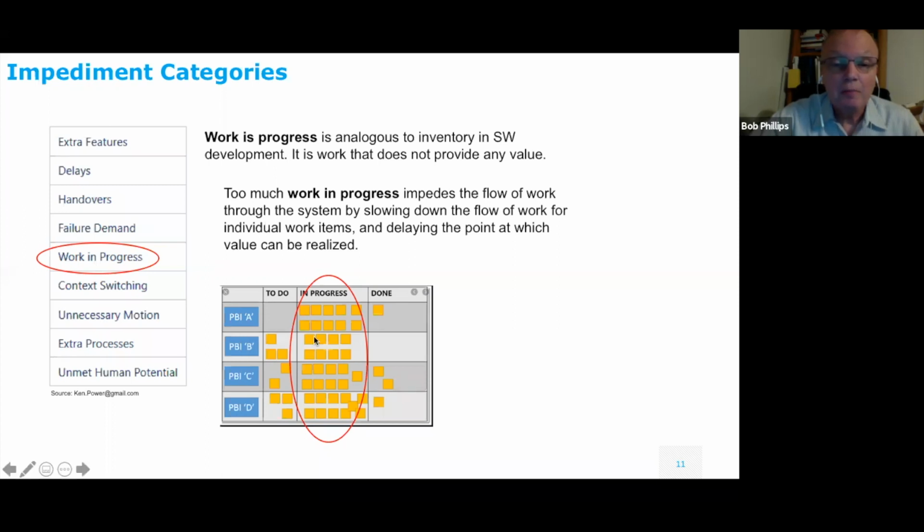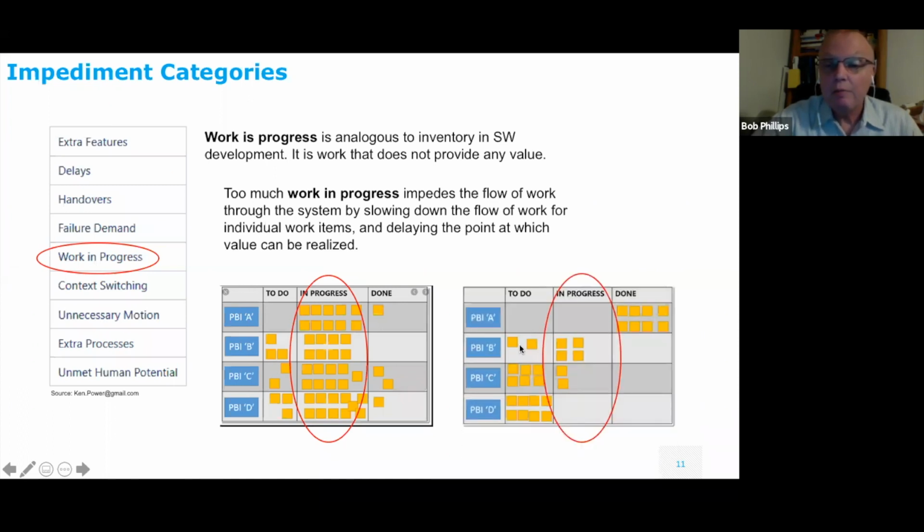And so basically, this is a Kanban board where these are the items that the team's working on. And this Kanban board is tracking to do, in progress, and done. And now, as you can see here, there's a lot of things in progress and there's very few things done. And really, it's not done. PBI A is not done until everything in this in progress column is done, not just one thing.